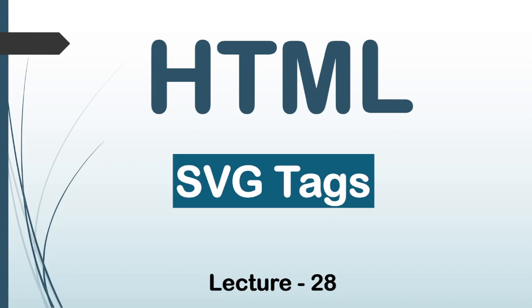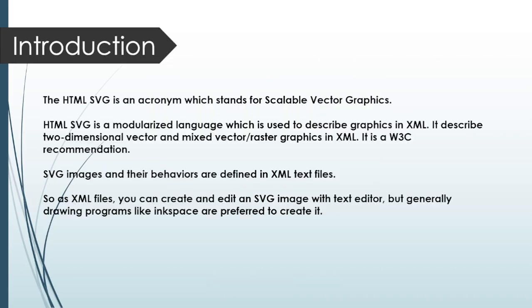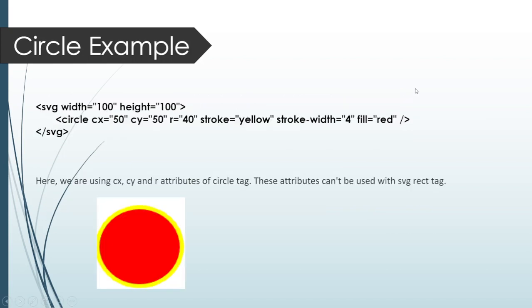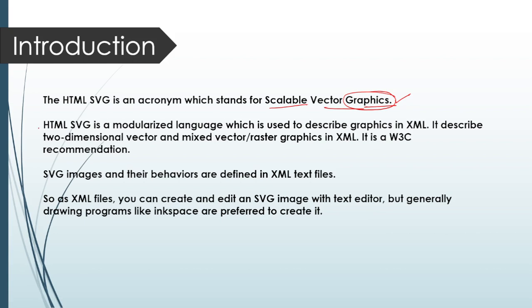So let's move to the introduction part first. As you can see here, HTML SVG is an acronym which stands for Scalable Vector Graphics. As I have told you, by using this SVG tag, we can create so many graphics. This tag is very interesting. HTML SVG is a modularized language which is used to describe graphics in XML, and it describes two-dimension vector and mixed vector raster graphics in XML, and it is a W3C recommendation.